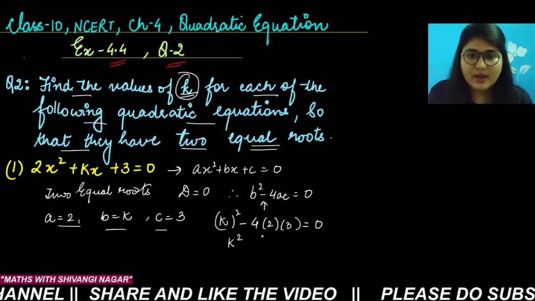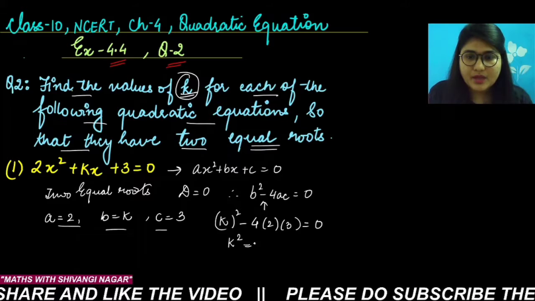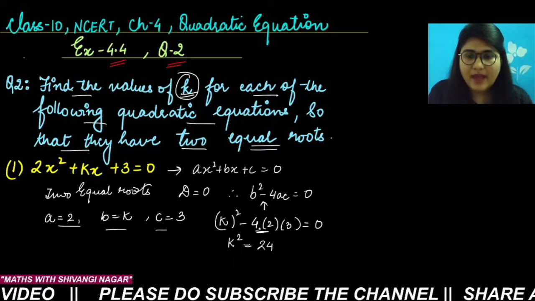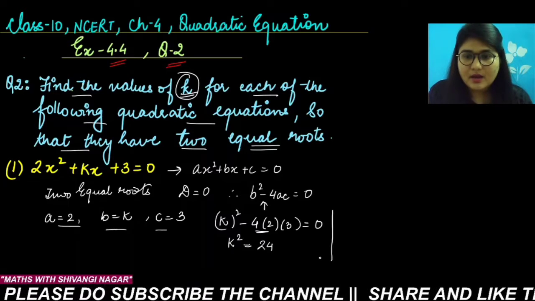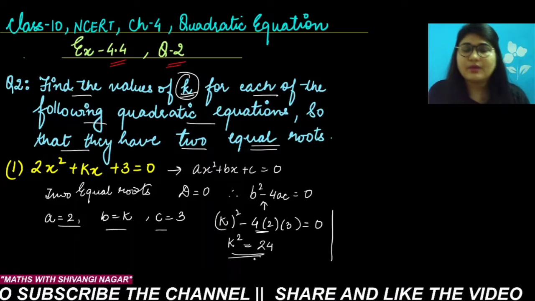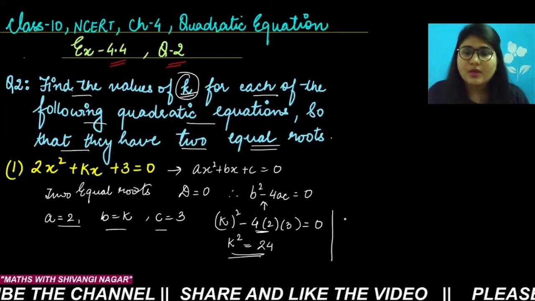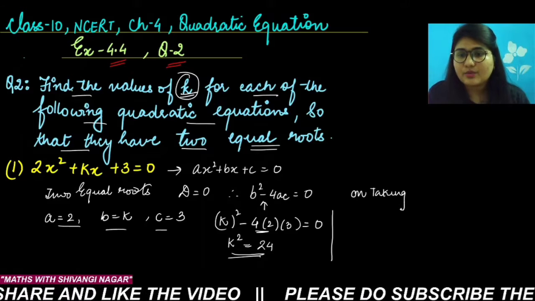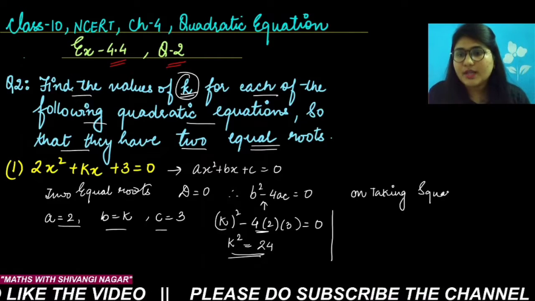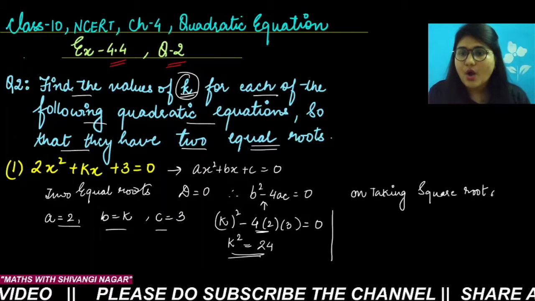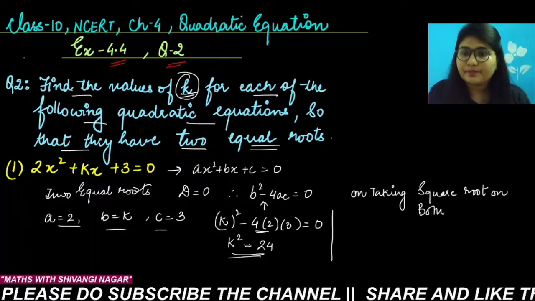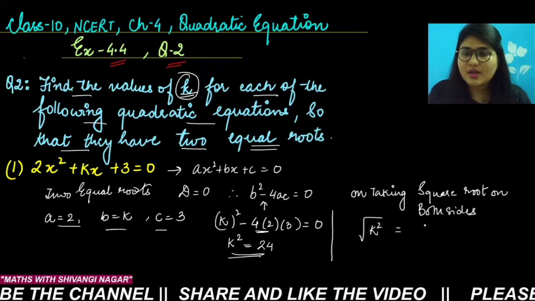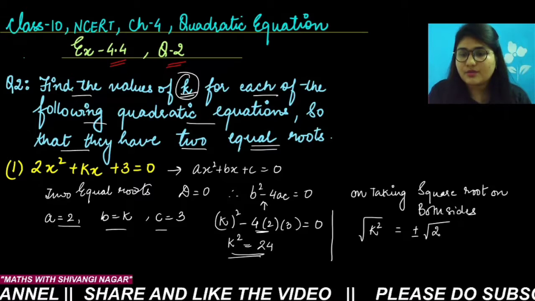So k square is 4 times 2 times 3, which is 24, and I have transposed this to the right hand side. Since this is the value of k square and we want the value of k, we have to take the square root on both the sides. So k is equal to plus minus under root 24.